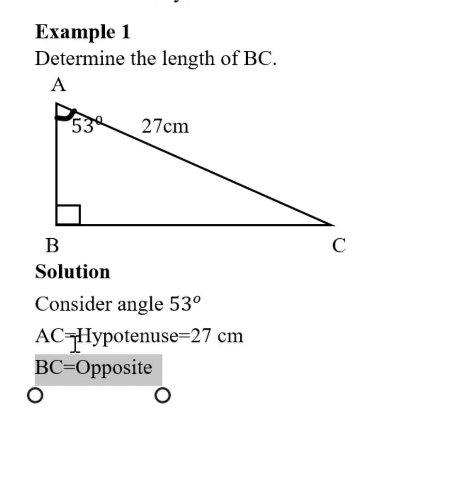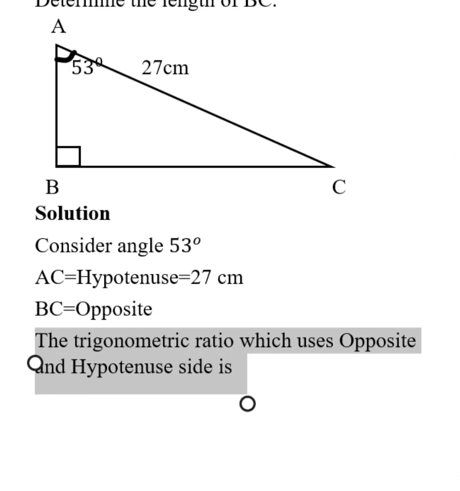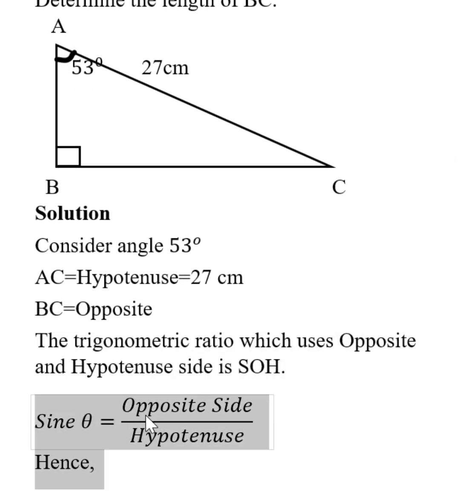So you ask yourself, which trigonometric ratio uses hypotenuse and opposite? Tangent uses opposite and adjacent. We don't have the adjacent side. Cosine uses adjacent and hypotenuse. We don't have the adjacent side. Sine uses opposite and hypotenuse. We have opposite and hypotenuse. So we shall use the sine ratio. We shall say sine theta is equal to opposite side over hypotenuse side.